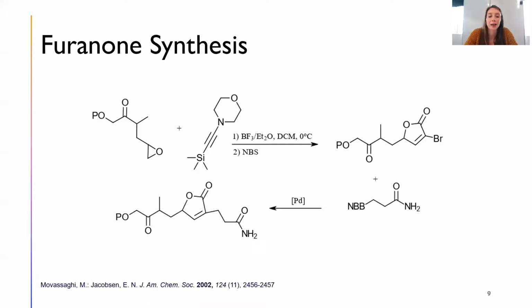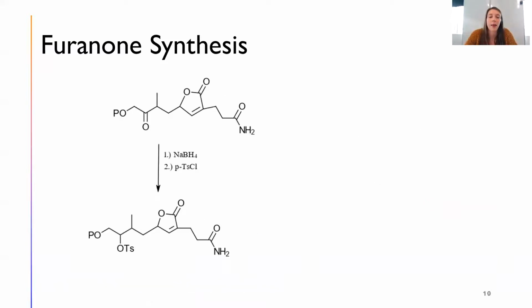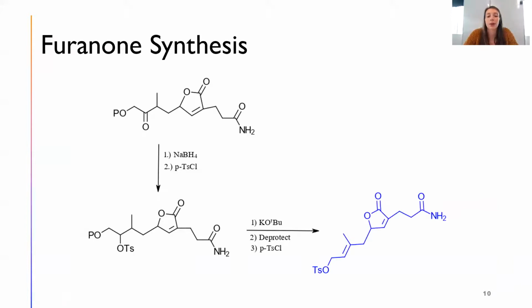And then we're going to do this cross-coupling reaction. And then we're going to reduce the carbonyl carbon to an alcohol. And then we're going to substitute that with tosylate. And we're going to deprotect the oxygen that we protected way back, and then substitute that with tosylate. And that's how we get to the furanone side chain.